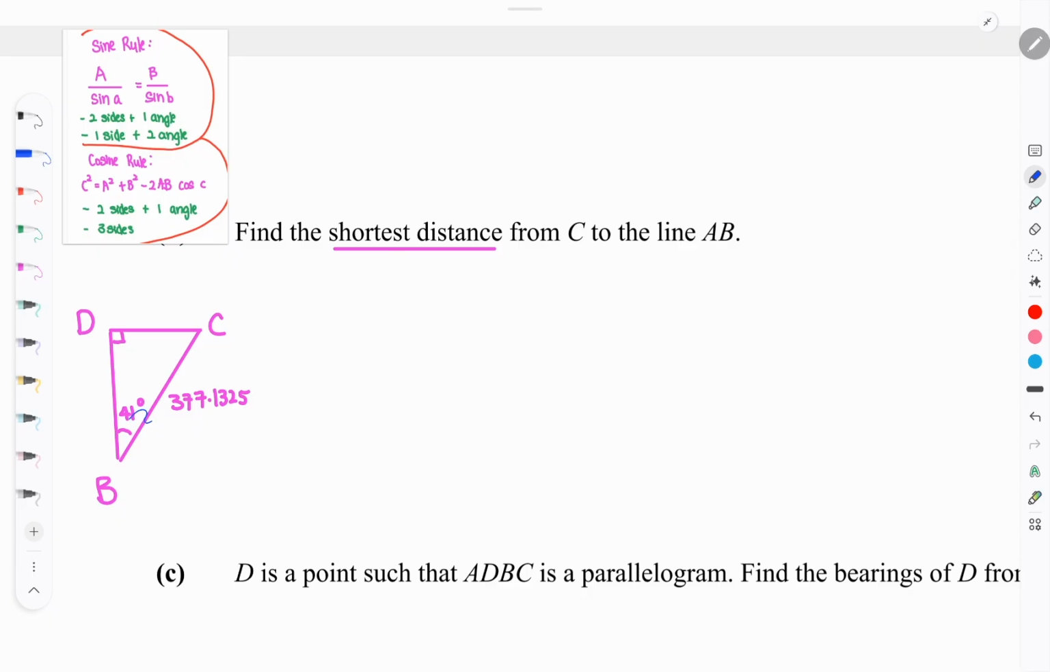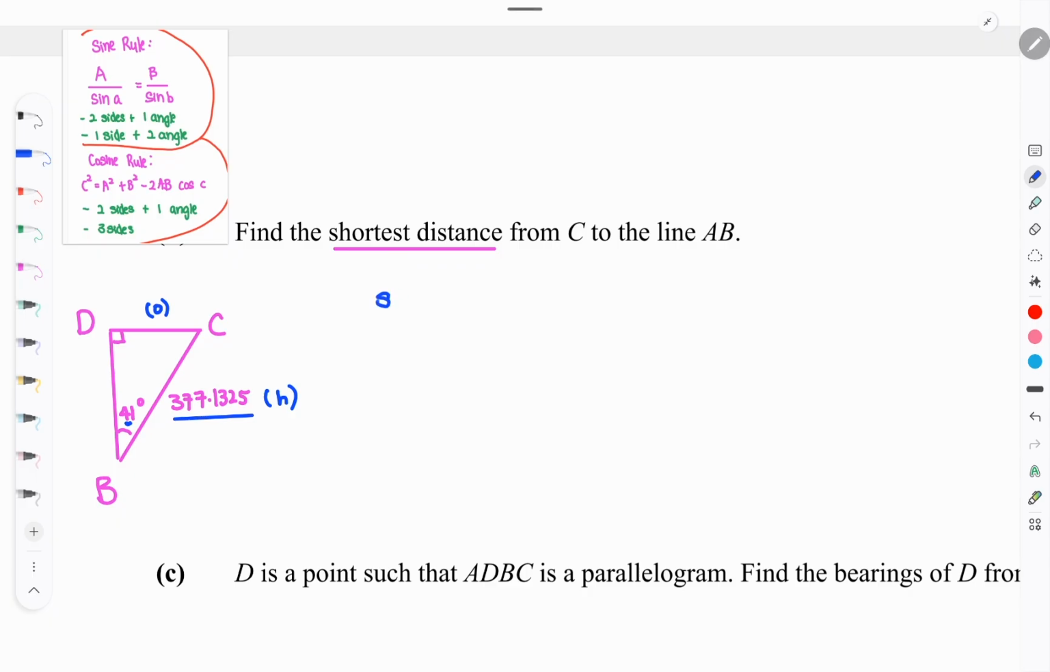So I have a degree, I have a number, but in this case I have a right angle. So this is a right angle triangle. I can just use my SOH CAH TOA. I have a hypotenuse. I want to find DC, which is my shortest distance. So this is actually my opposite. So I have O and H.